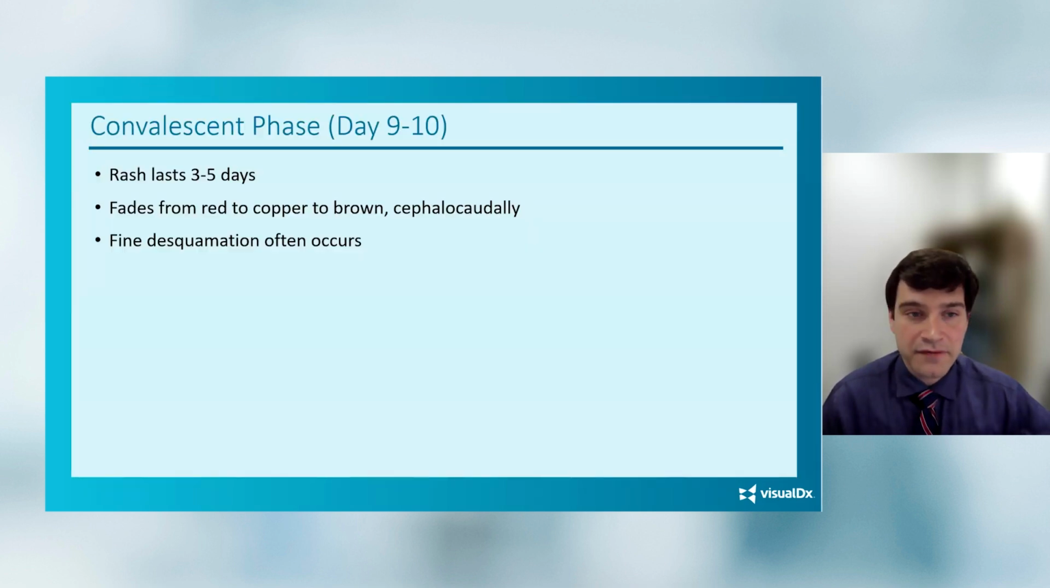After the rash resolves in 3 to 5 days, you typically enter a convalescent phase, where the classic description is the rash fades from red to copper to brown in the same pattern that it first appeared. And then a fine desquamation can occur, but there is usually no permanent scarring.